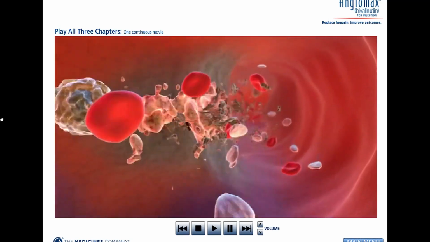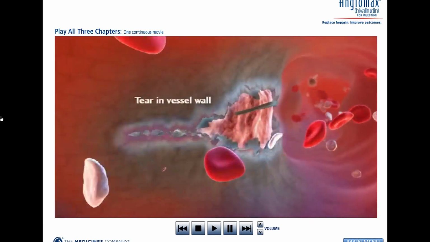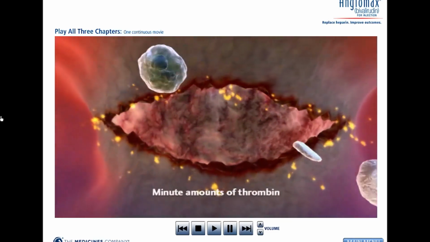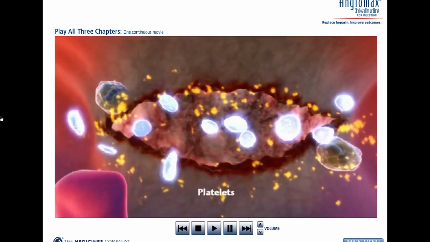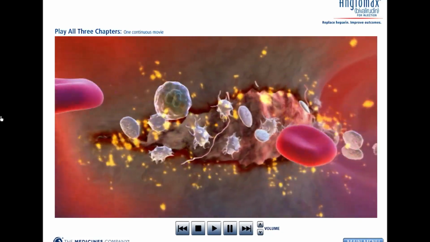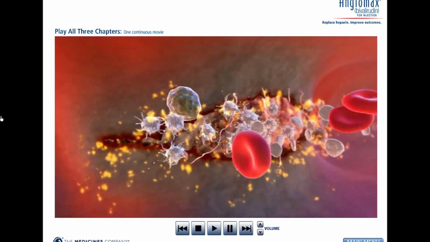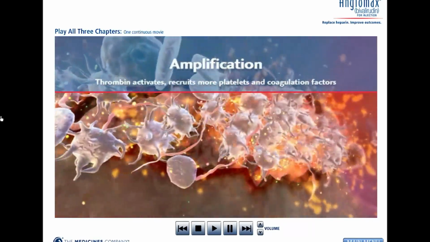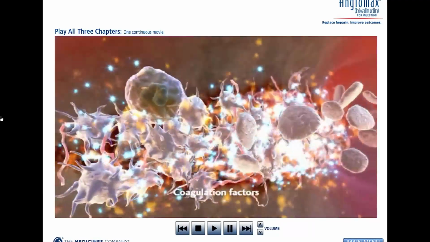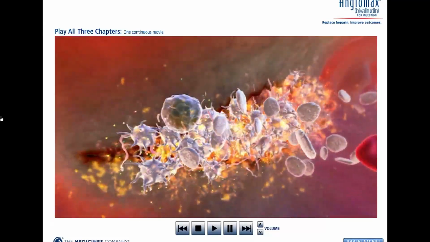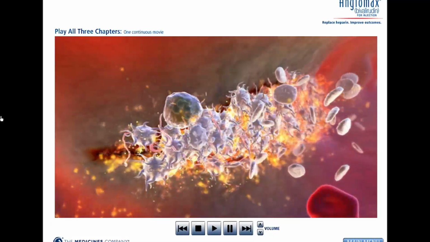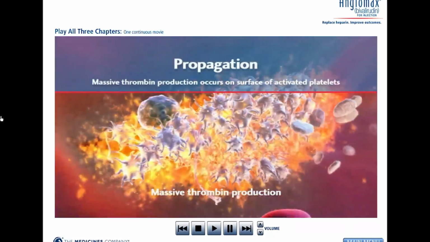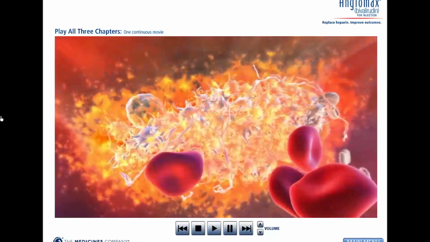of atherosclerotic plaque. A tear in the vessel wall exposes tissue factor, which leads to the production of minute amounts of thrombin. Platelets also respond by adhering at the injury site. During the second phase, amplification, this initial thrombin activates and recruits more platelets and coagulation factors, setting the stage for large-scale thrombin production. In the final phase, propagation, massive thrombin production occurs on the surface of activated platelets.